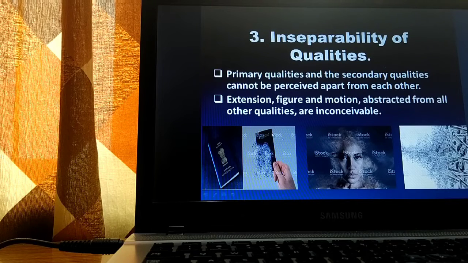Let us see on the screen. On the left side of this screen, now you see a foreign passport here. Now let us try to abstract the qualities and the properties of this object, the foreign passport.